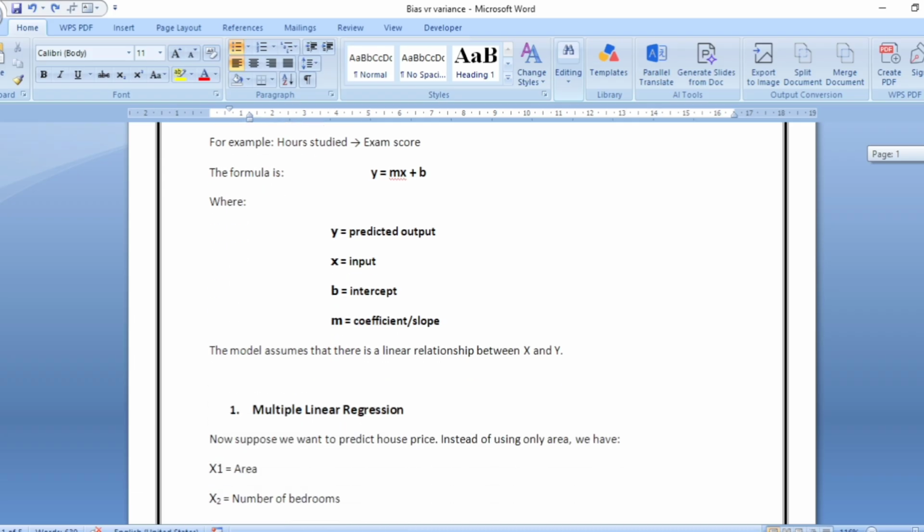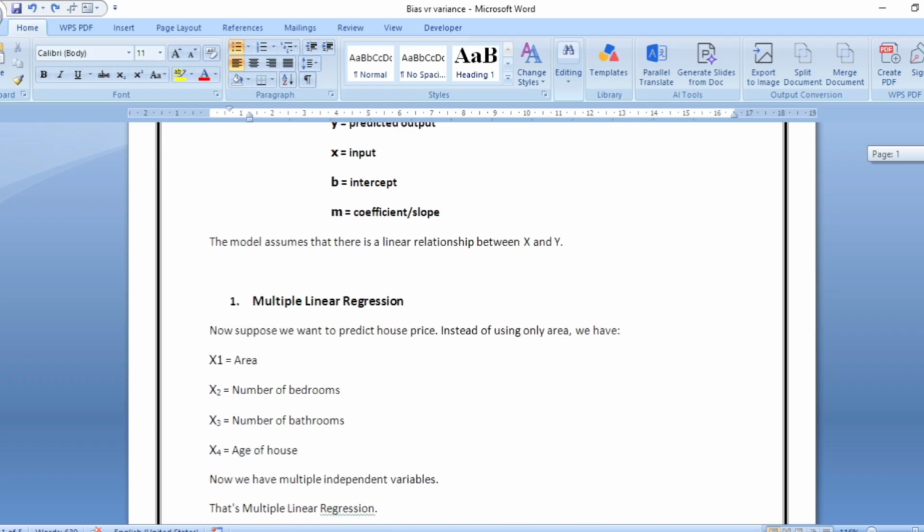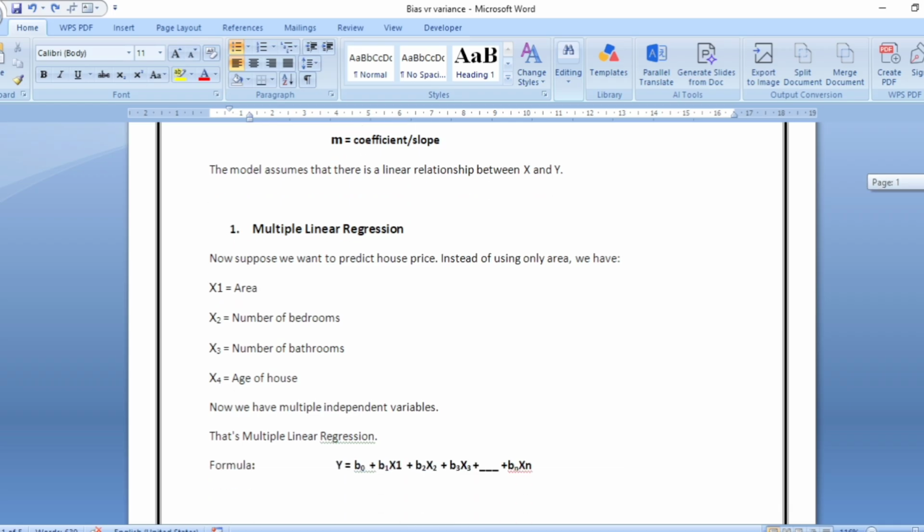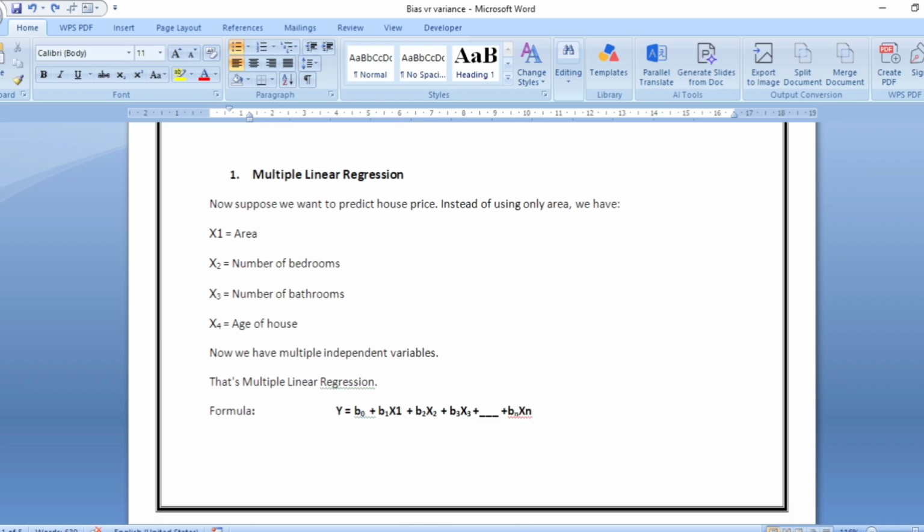Now, what is multiple linear regression? Suppose we want to predict a house price. Instead of using only area, we have x1, that is area, x2 equal to number of bedrooms, x3 equal to number of bathrooms, x4 equals to age of the house. So now we have multiple independent variables. That's multiple linear regression. When we are dealing with more than one variable, it's called multiple linear regression.